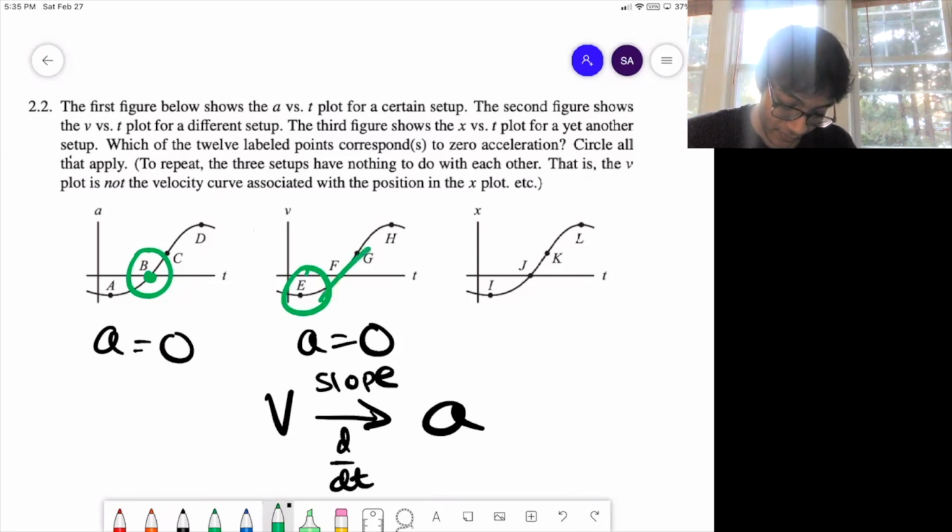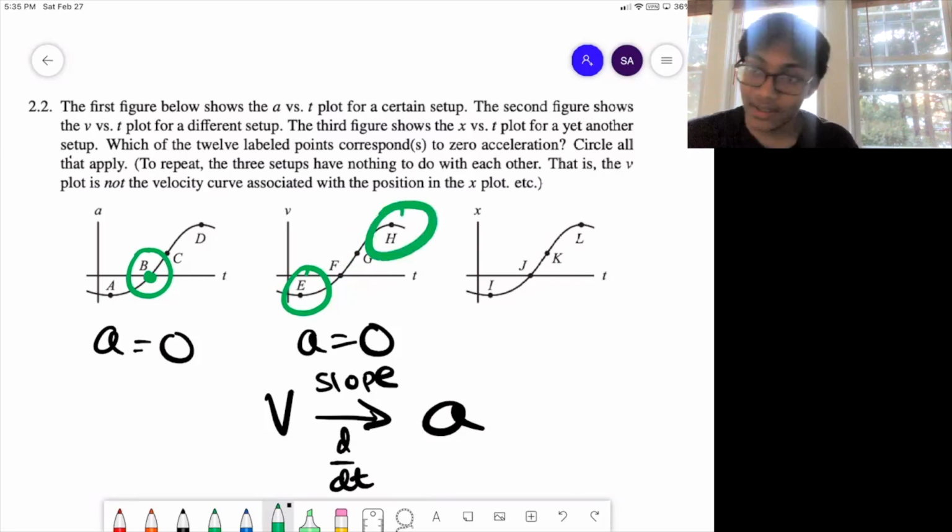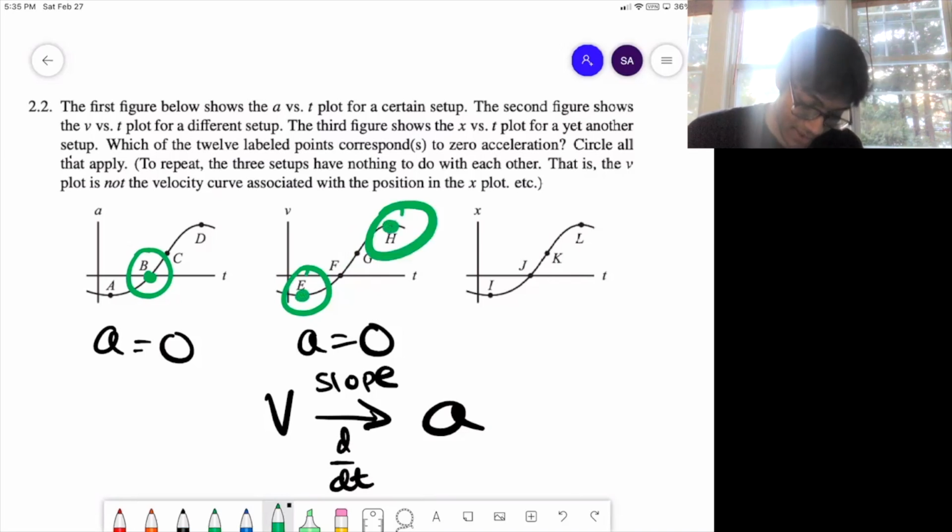How about F? Slope is definitely not zero there. How about G? Once again, slope is not zero. Finally, H, you can see the tangent line is horizontal. That means our slope is zero. That means our acceleration is zero at point H. So already we've found 3 points, B, E, and H. Let's see if we can find any more.